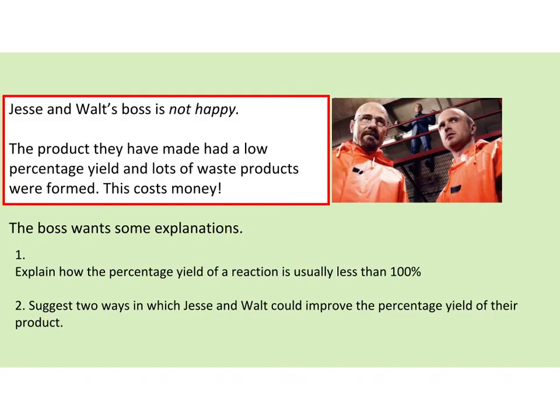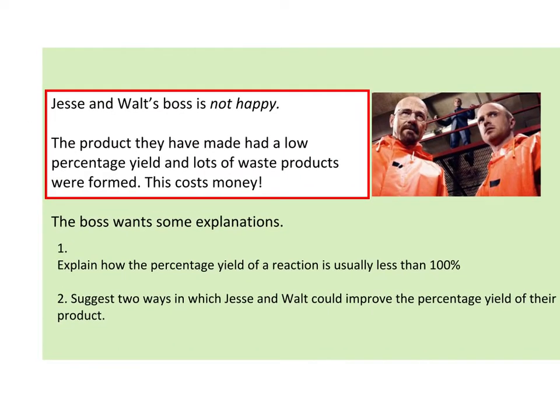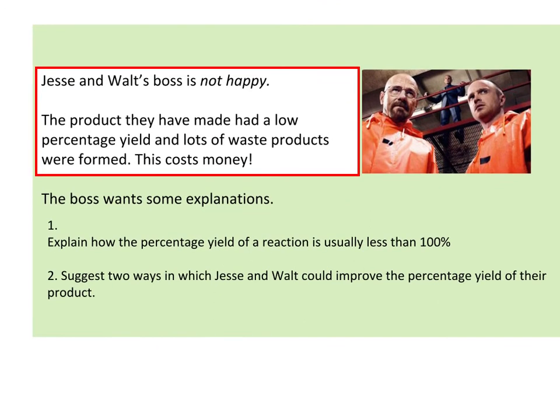Okay, so Jesse and Walter's boss is not happy. The product they made has a low percentage yield and lots of waste products are formed. This costs them money. The boss wants explanations. Okay, so pause the screen, think about what I've just explained and try and answer them 2 questions.